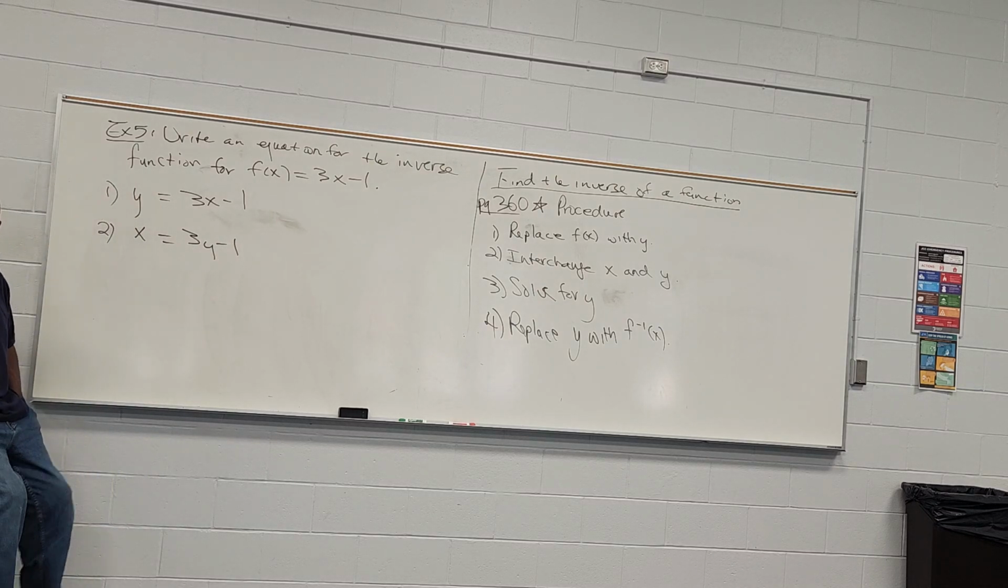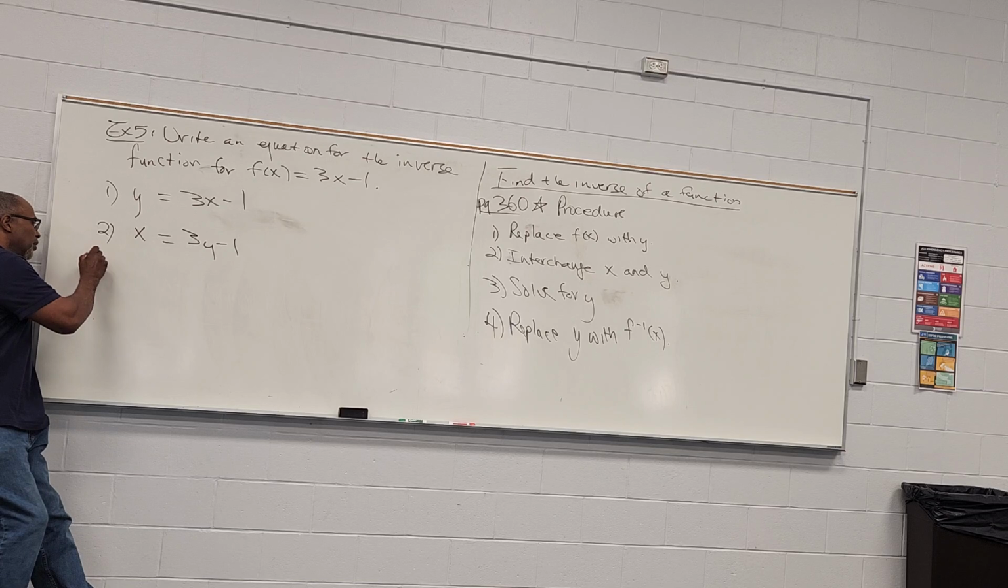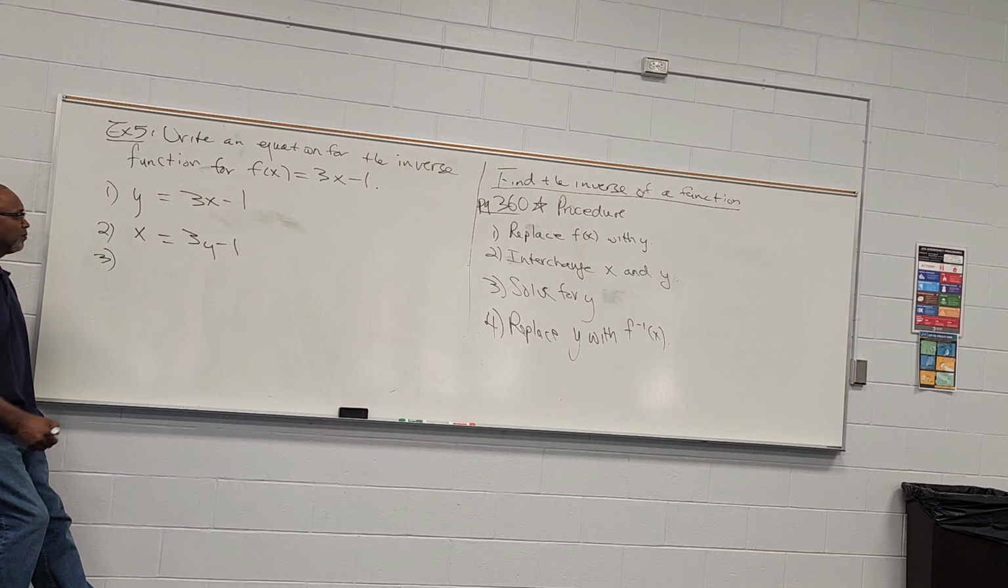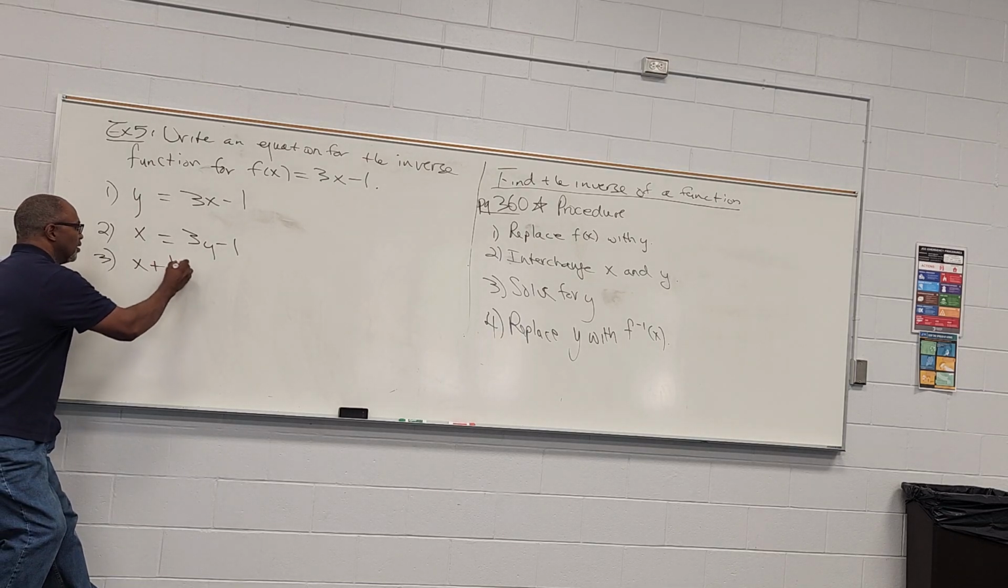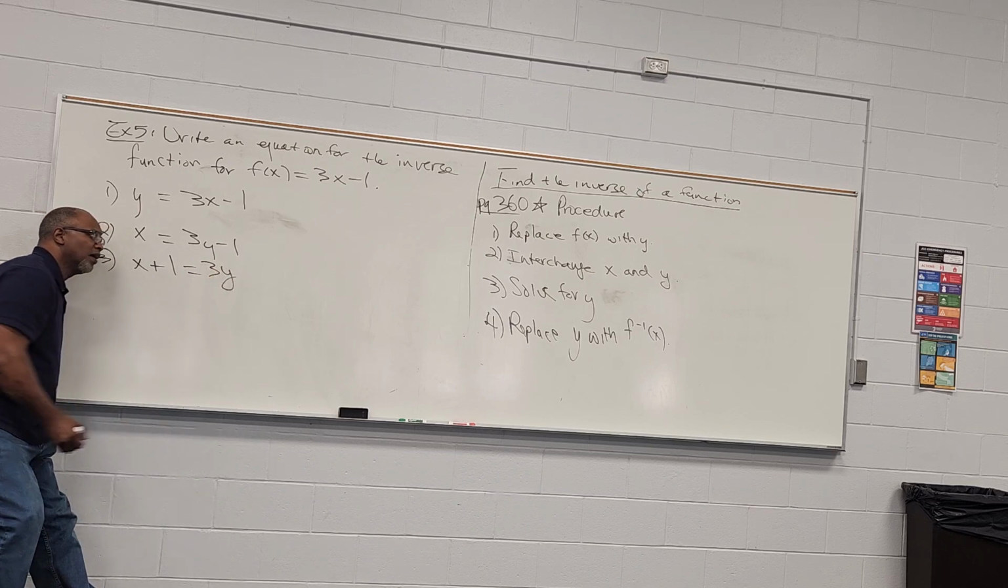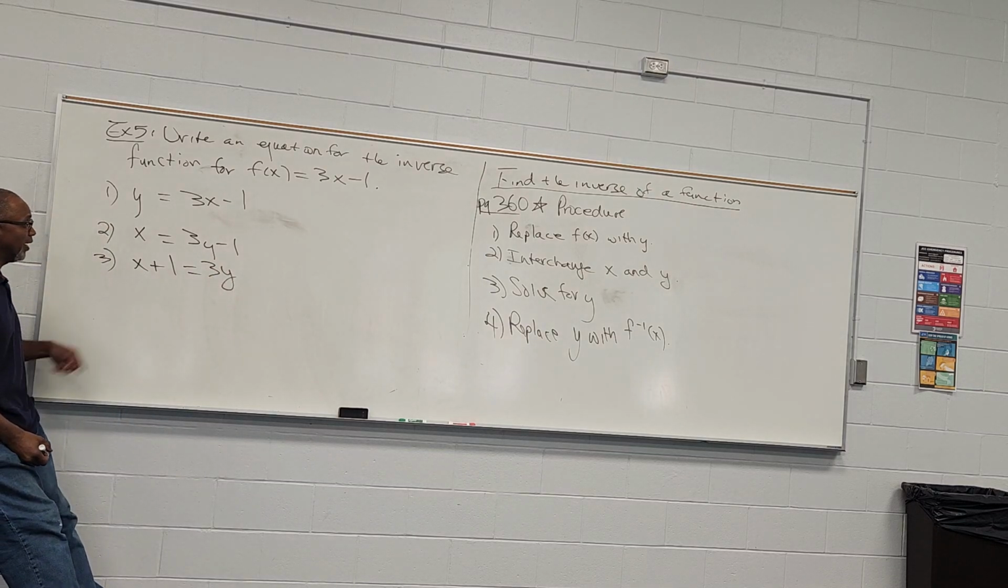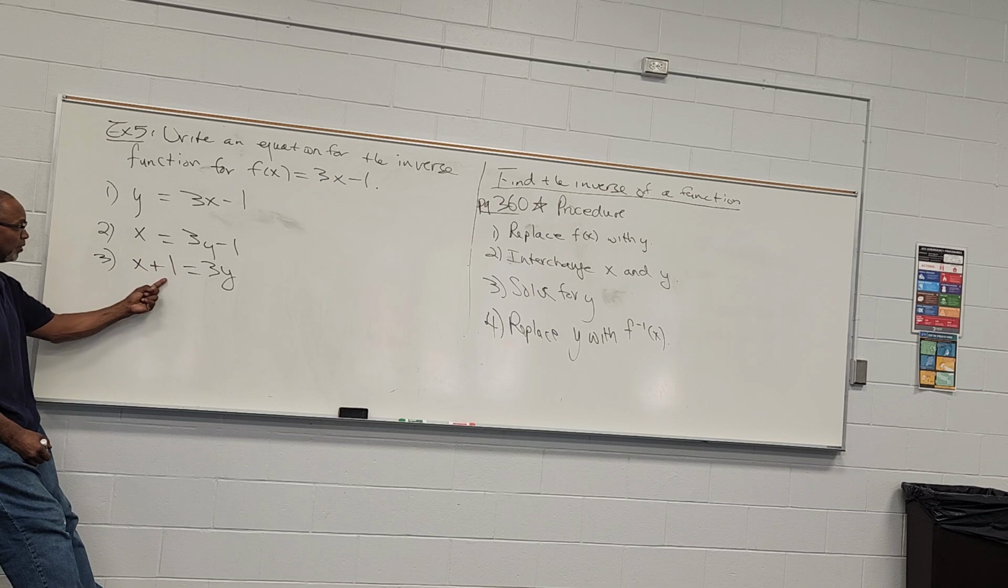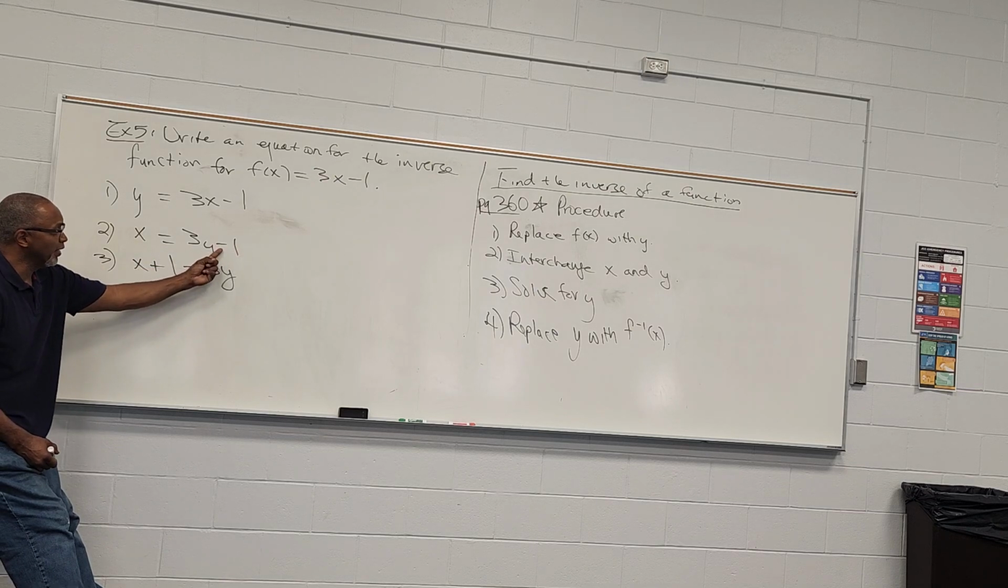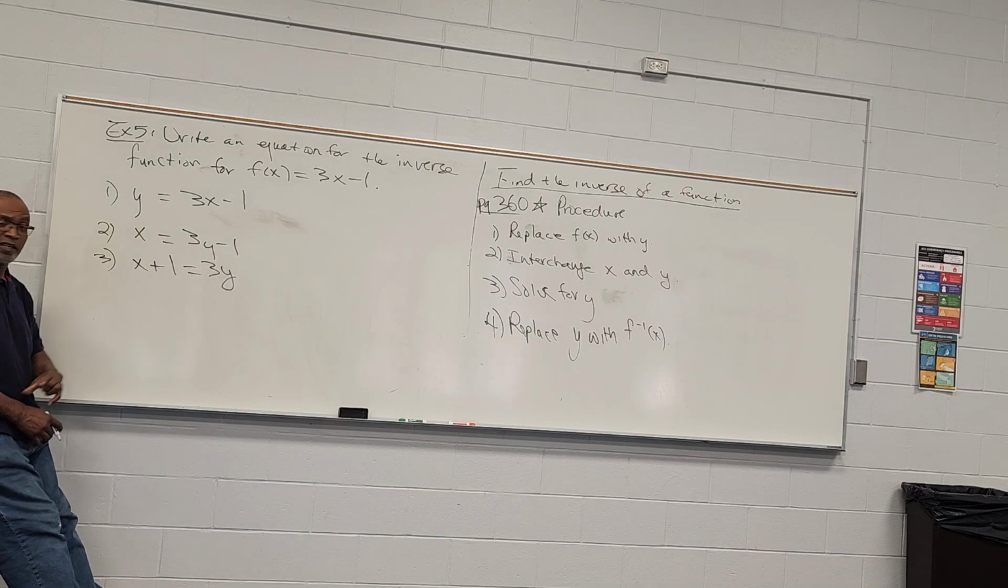Interchange the x and the y. Okay? Step 3, solve for y. So let's add 1 to both sides. I added 1 to both sides. If I add 1 over here, I get x plus 1. If I add a 1 over here, negative 1 plus 1 makes just 3y left over.